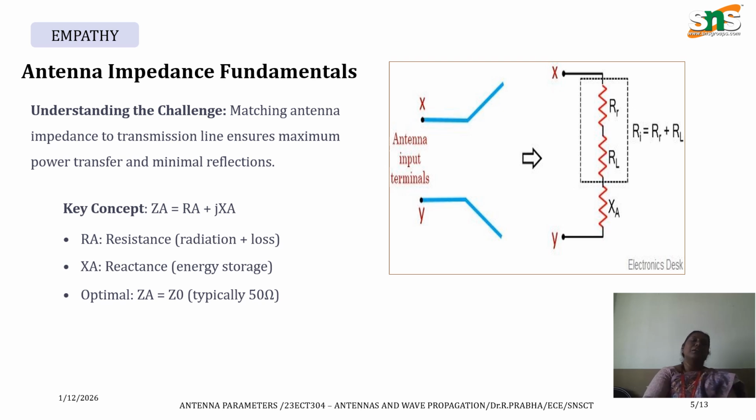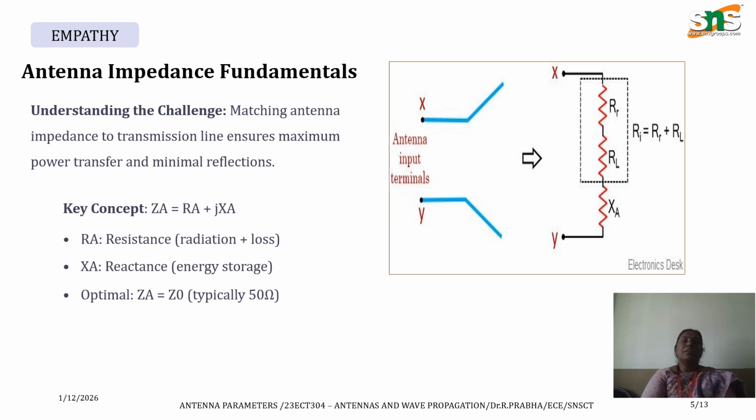The first parameter we are going to see is antenna impedance. In antenna design, matching the antenna impedance to the transmission line ensures maximum power transfer and provides minimal reflections. The antenna impedance is specified by the letter ZA, which is equal to RA plus jXA.